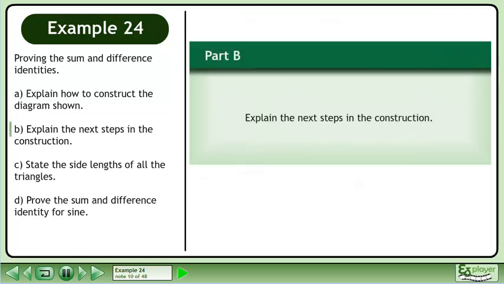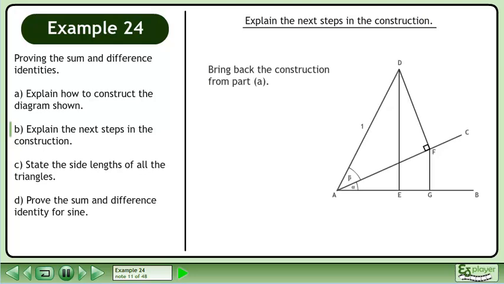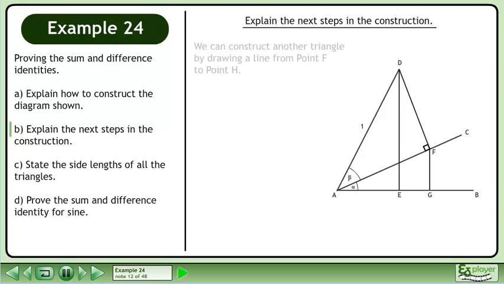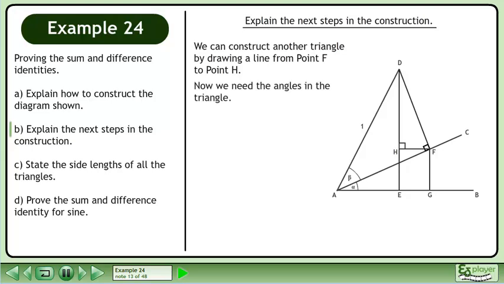In Part B, explain the next steps in the construction. Bring back the construction from Part A. We can construct another triangle by drawing a line from point F to point H. Now we need the angles in the triangle.